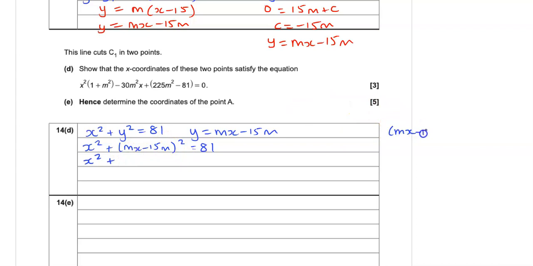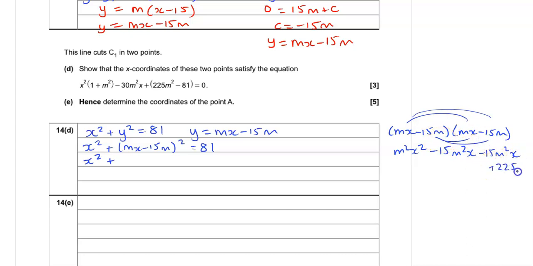So we've got mx minus 15m, mx minus 15m. So we've got m squared x squared, take away 15m squared x, take away 15m squared x, plus 225m squared, which is starting to look a bit like what we've got up here, which simplifies to m squared x squared minus 30m squared x plus 225m squared equals 81.